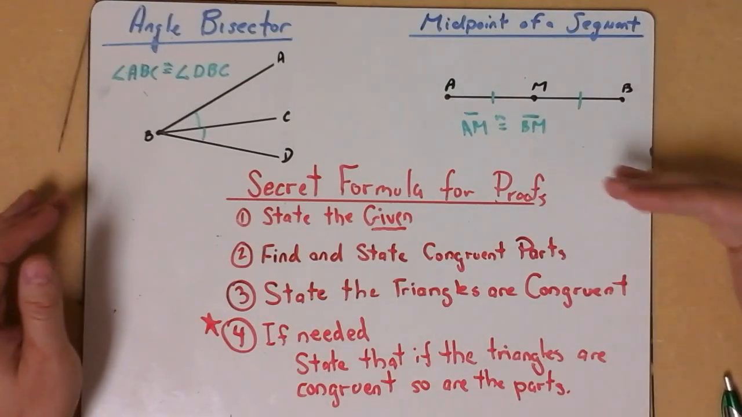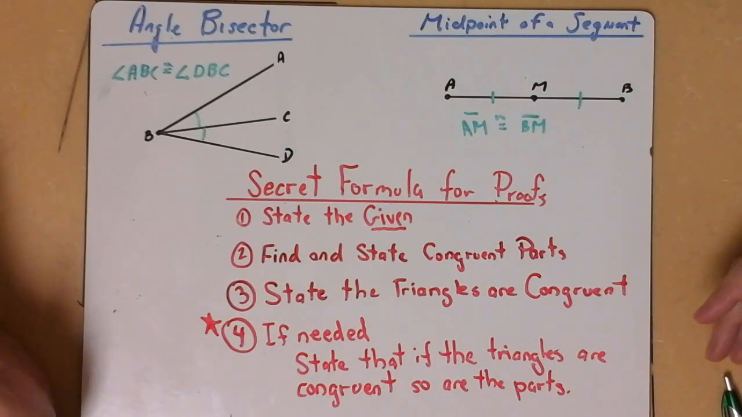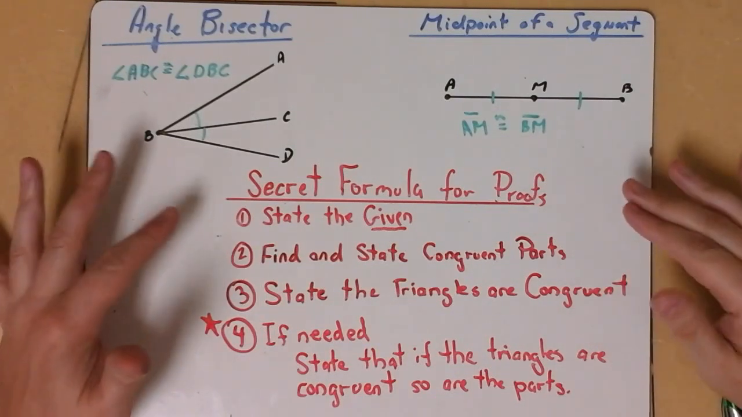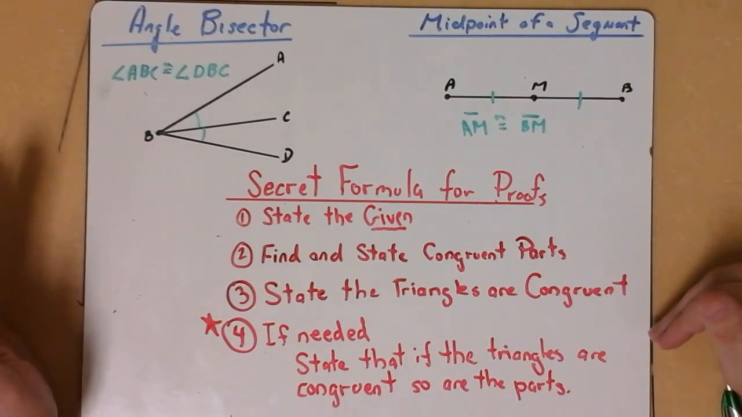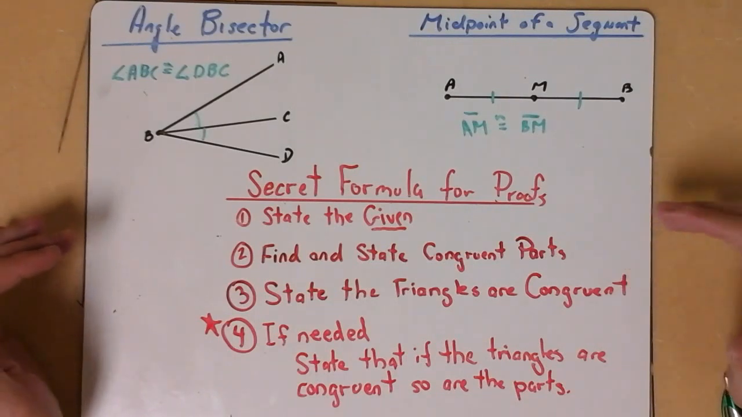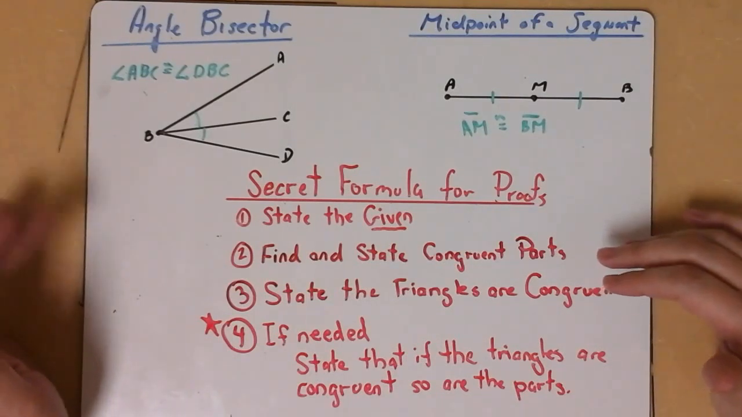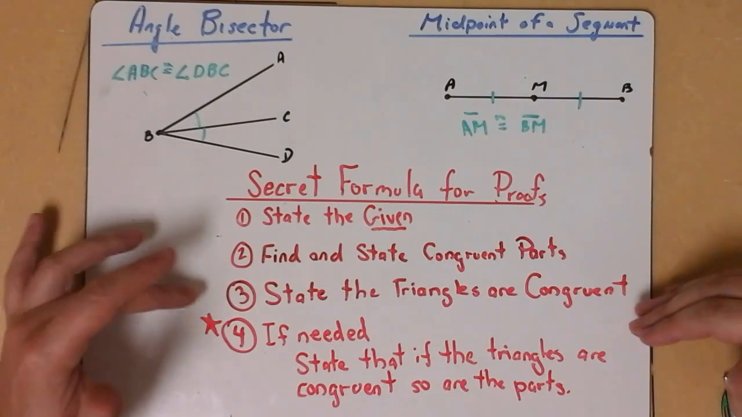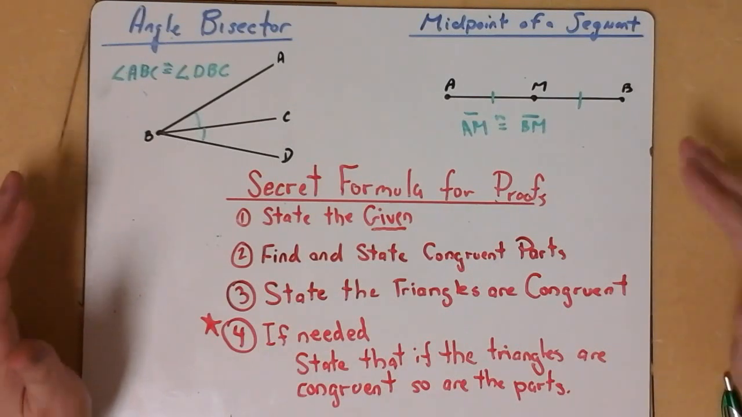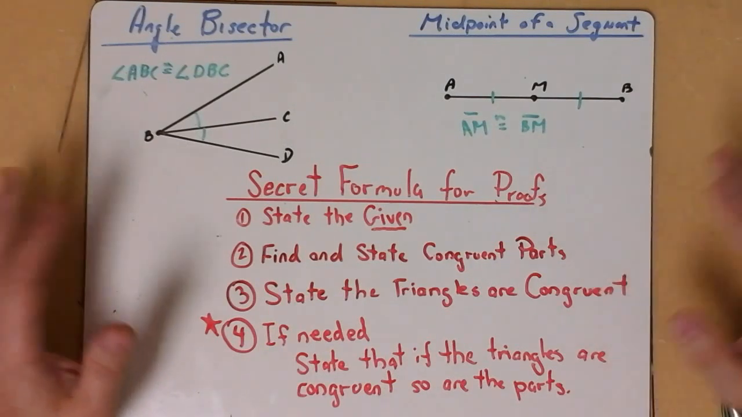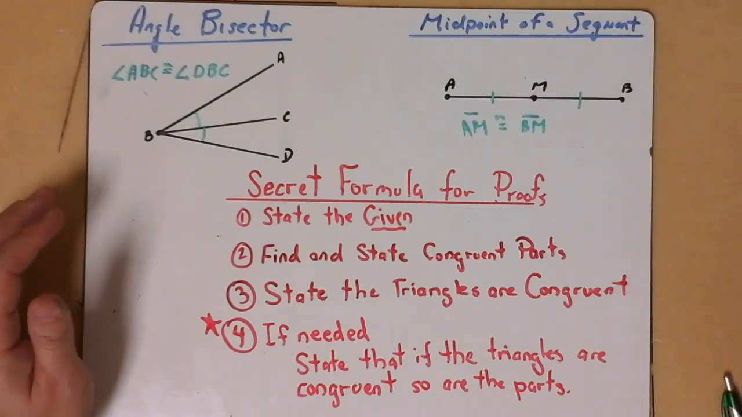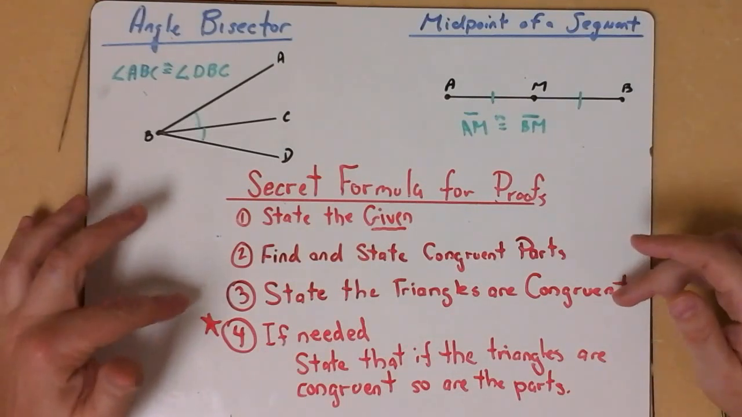So now, there is kind of a secret formula to proofs, and this will become clearer in a second. First, we state the evidence they gave us. Then, from there, we try to go look for clues and find and state congruent parts. Next, we state the triangles are congruent from the congruent parts that we have, using the postulates that we have been using: side, side, side, angle, side, angle, angle, side, angle, side, and hypotenuse leg.